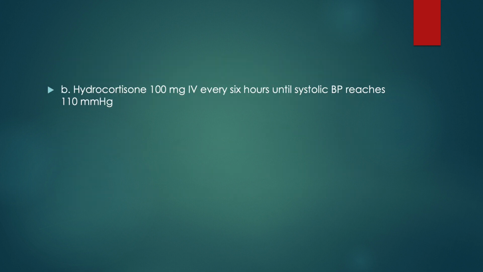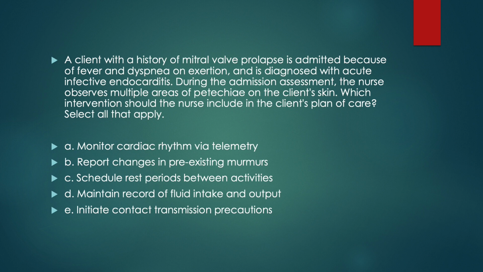Let's see if we're right. All right, there we go. We are correct. So we will move on to the next slide and do another question. All right, so a client with a history of mitral valve prolapse. Let's underline that. Is admitted because of a fever. Let's do this. Dyspnea on exertion.